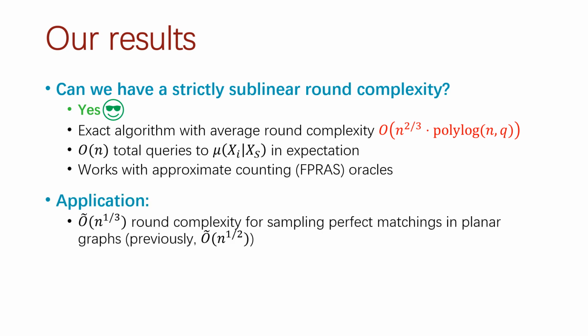As an application, we show an O~(n^{1/3}) parallel time algorithm for sampling perfect matchings in planar graphs, improving the previous square root of n upper bound.